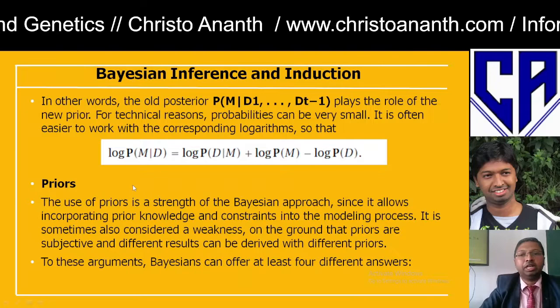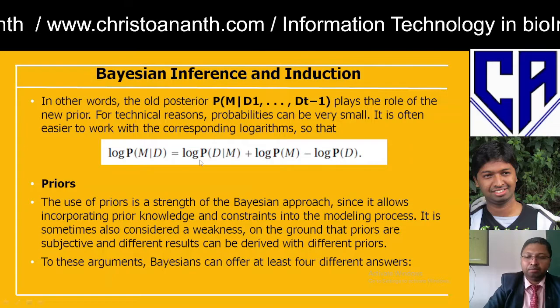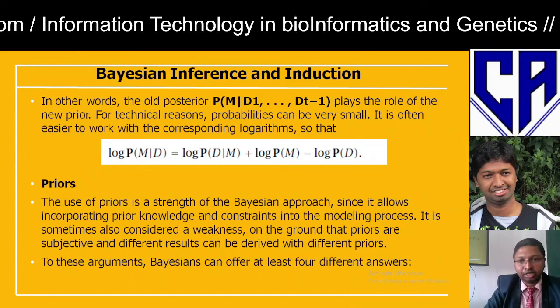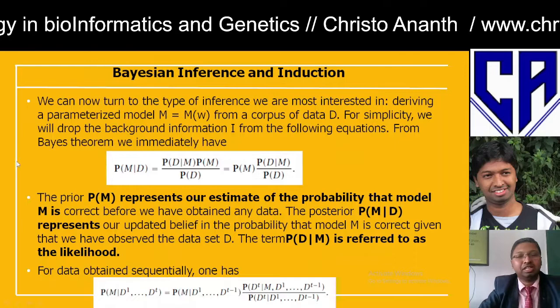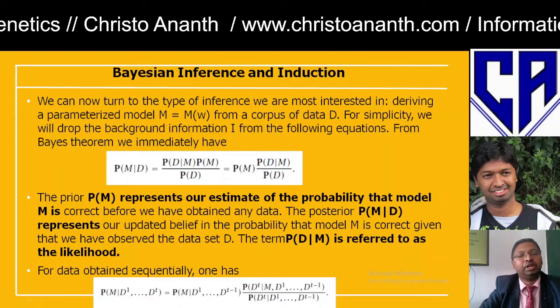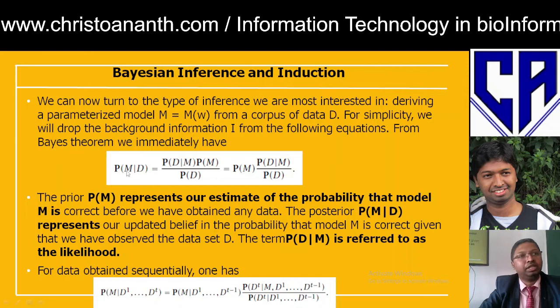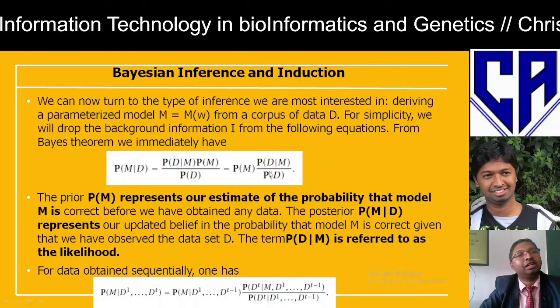And similarly, if you take the logarithm on both sides, so log P of M bar D is equal to log P of D bar M plus log P of M minus log P of D. Did you understand this one? If I take log on both sides, what will it become? Whenever you have multiplication, when you take log, what happens? It becomes plus. You know that?